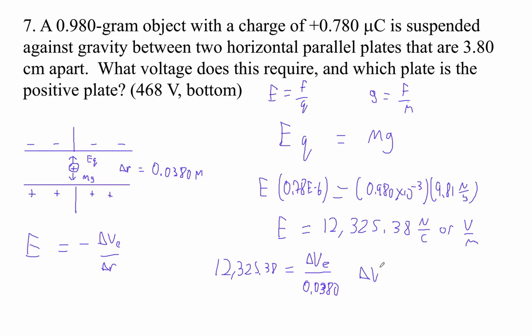So the change in voltage from the top to the bottom is 468 volts, or joules per coulomb. Either one is correct, but with electric potential, we've got a special word for that. It's volts. Hey, we got it. The bottom is positive. I think we answered everything.